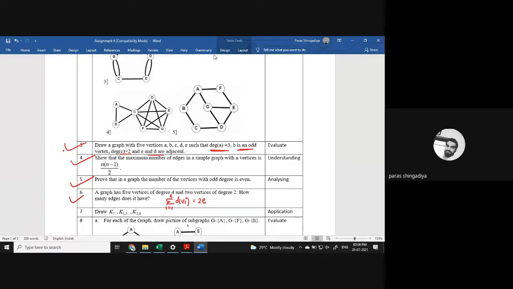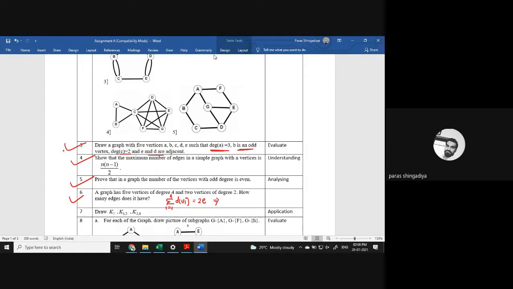So in the next step, you have to write that the degrees of all the vertices are given. How many vertices are there? 5 vertices of degree 4 plus 2 vertices of degree 2. So the total number of vertices is 5 plus 2, 7 vertices. Clear?